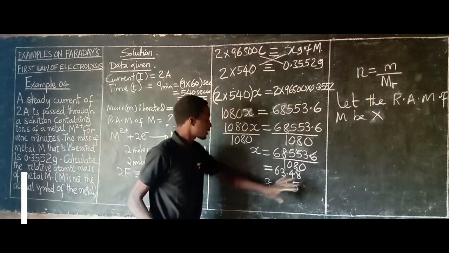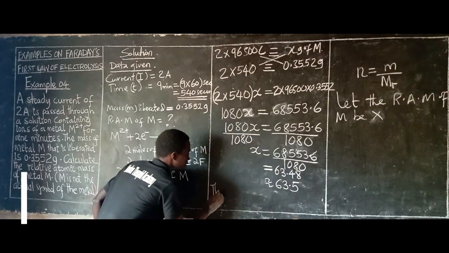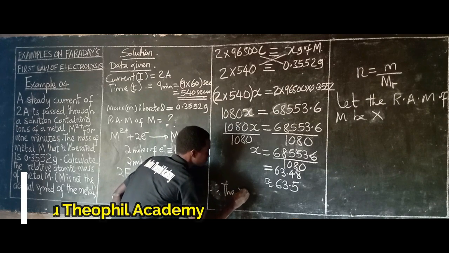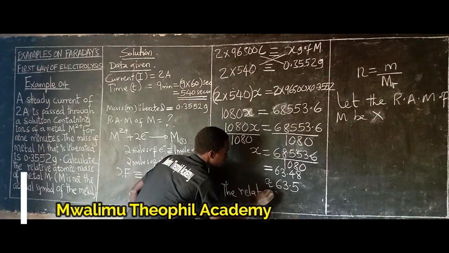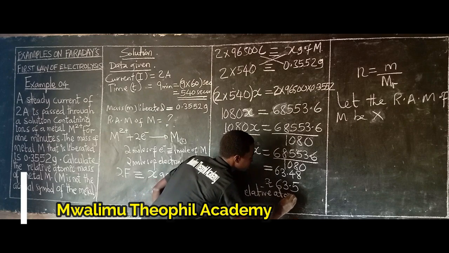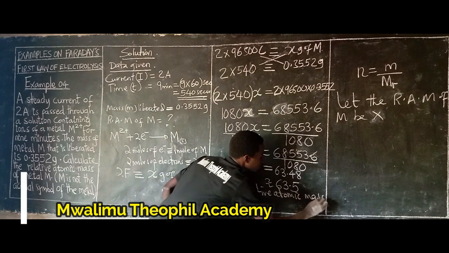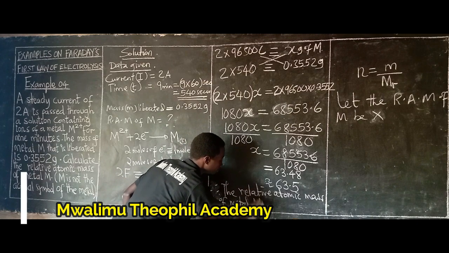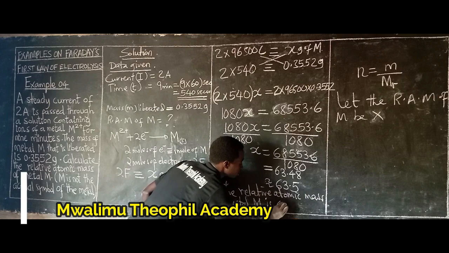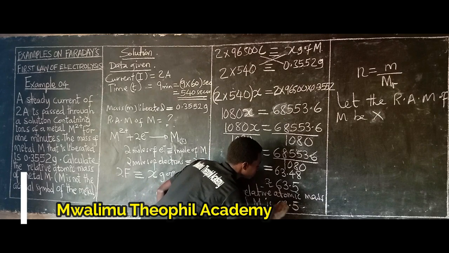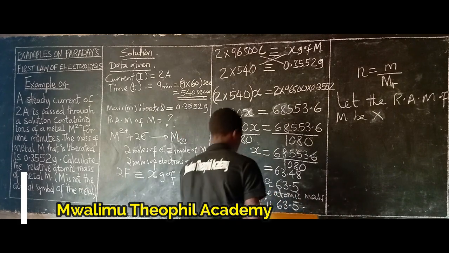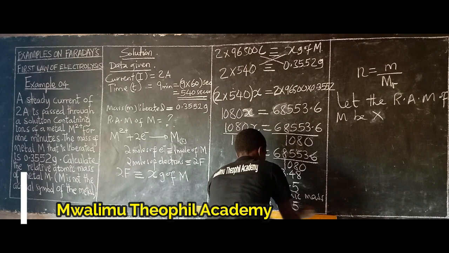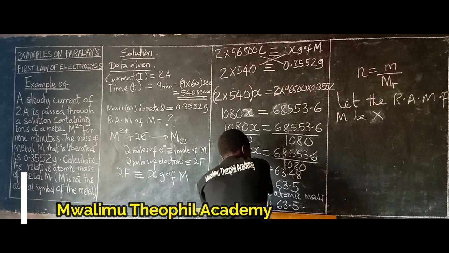So according to this result, it shows that the relative atomic mass of metal M is 63.5. And this is the solution for example 4.